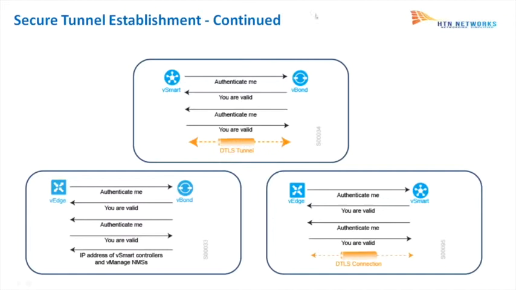The second box is between vEdge and vBond. The same process takes place. When vEdge comes up, it says authenticate me, and it is validated, and after that it sends the IP address or the other information. If we have a template configured, then it gets all the information through vManage, and it comes up. Same thing between vEdge and vSmart.